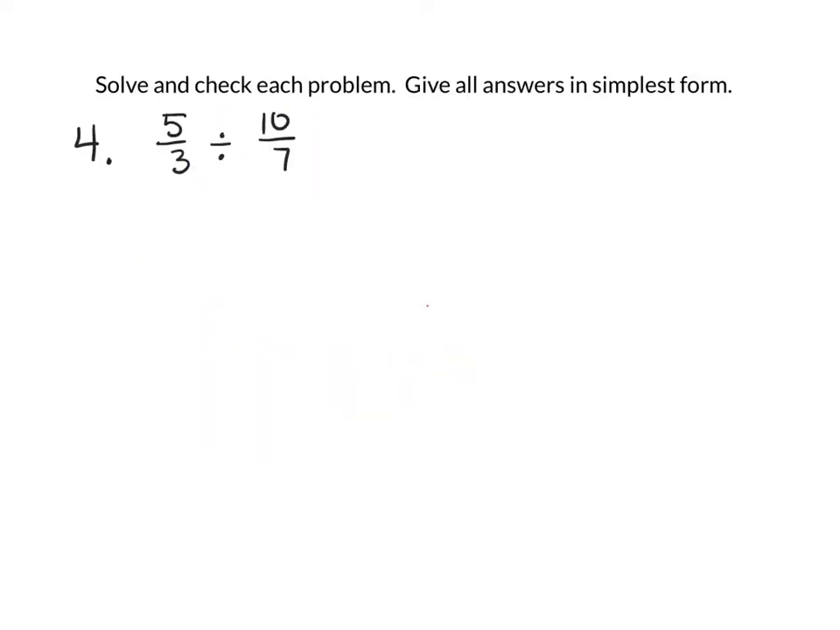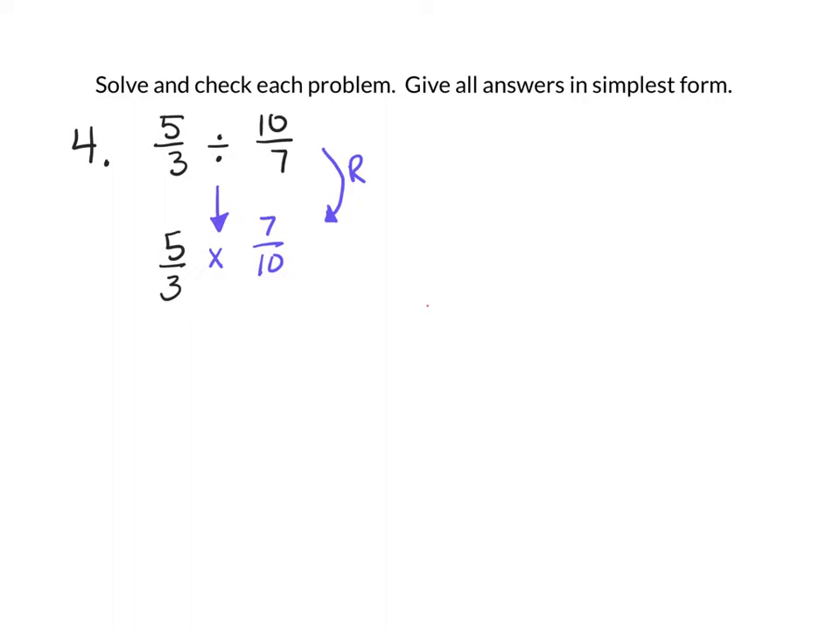For problems 4 through 7, we need to solve and check each problem and then give all answers in simplest form. So number 4 is 5/3 divided by 10/7. The first thing that we have to do is make sure they're all fractions. They are all fractions. So the next thing we have to do is multiply by the reciprocal. So the division sign is going to become a multiplication, and it's the reciprocal of just the second one. So I'm going to show the reciprocal of 10/7, which is 7/10. And my 5/3 stays the same.